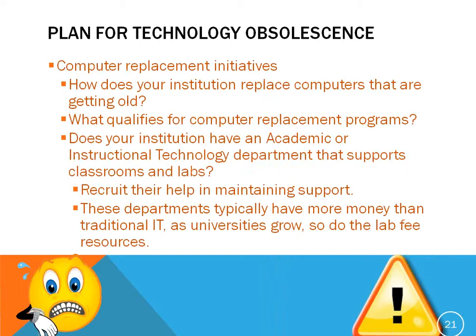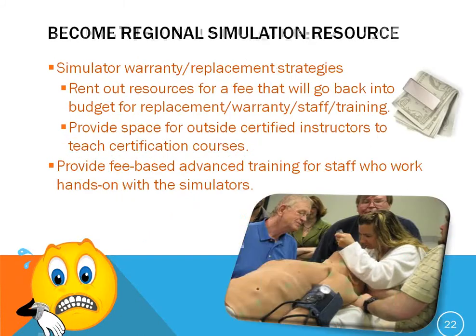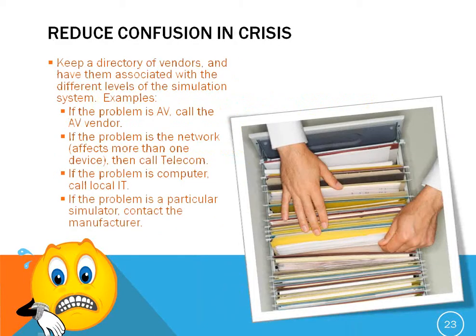Again, this is for your reference. You need to think about obsolescence, what's happening when that laptop dies. We talked about that a little bit earlier, but here are some other ideas about that for you to refer to later. Here are some ideas for bringing money back into your center so that you can support obsolescence and replacement costs. And here is how to reduce confusion. Again, you can refer to that later.